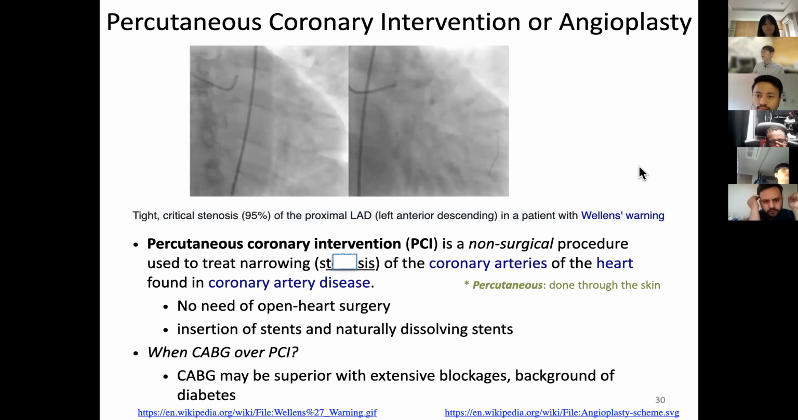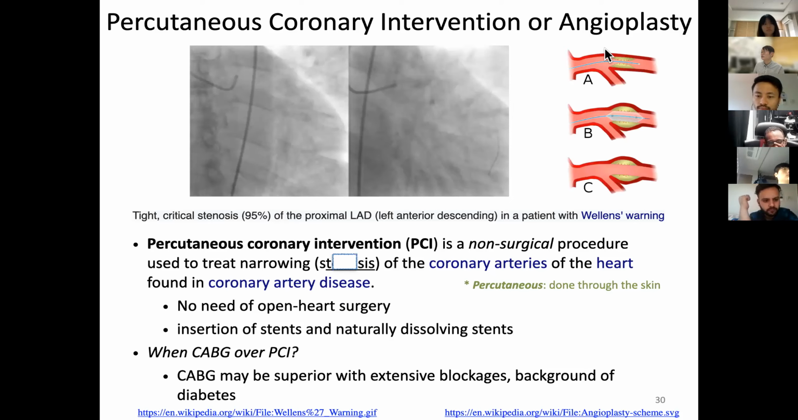What it means is, for a stenosis in a blood vessel, you give a balloon and then inflate the balloon so that you physically make a bigger opening. So that's angioplasty.